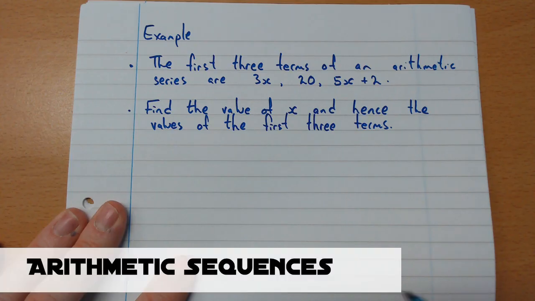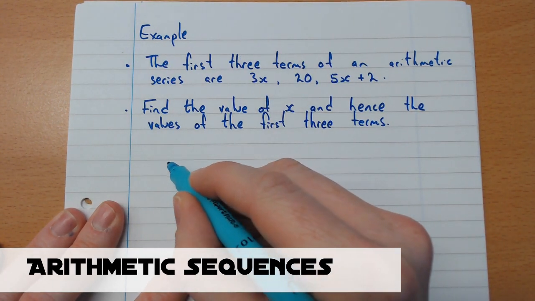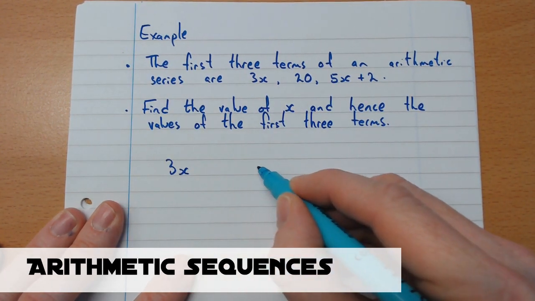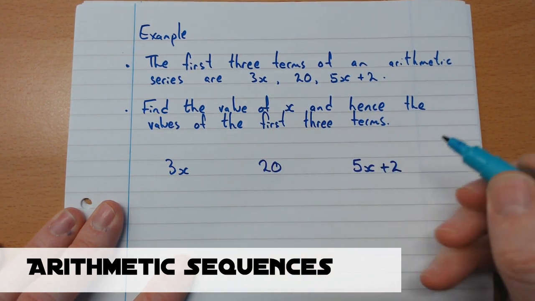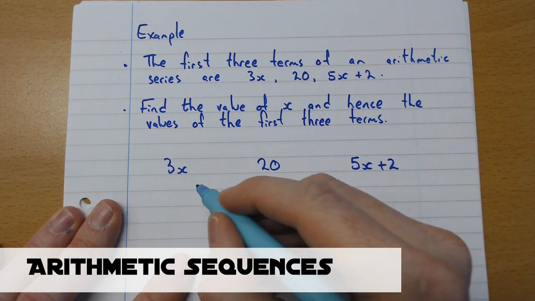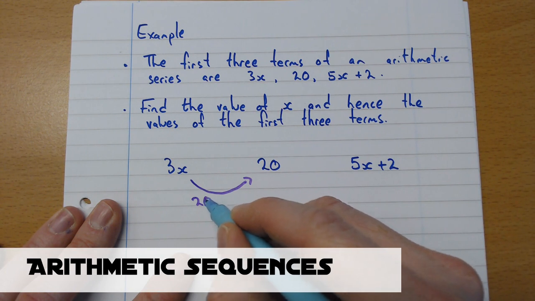And one more example. The first 3 terms of an arithmetic sequence are 3x, 20, and 5x plus 2. We're going to find the value of x and the values of the first three terms after that. Now, this one is a much more difficult example. This is more of an A-level type question, although it is within the realms of possibility. It might be a GCSE question too.